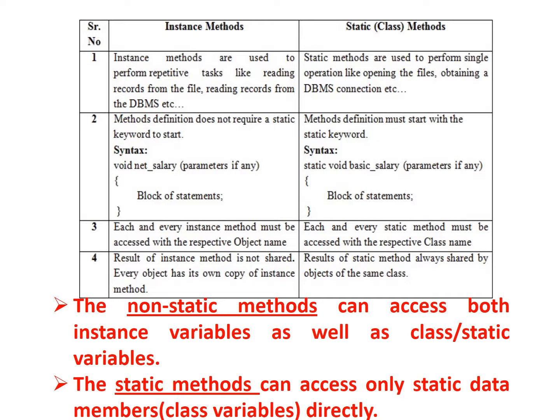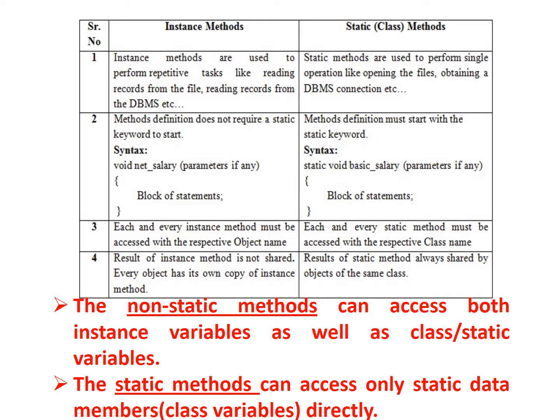Fourth point, the result of an instance method is not shared. Every object has its own copy of the instance method. There are a number of objects of one class, and the instance variables and instance methods have different copies depending on the number of objects created, whereas the class methods have the same copy as they are shareable among the different objects.